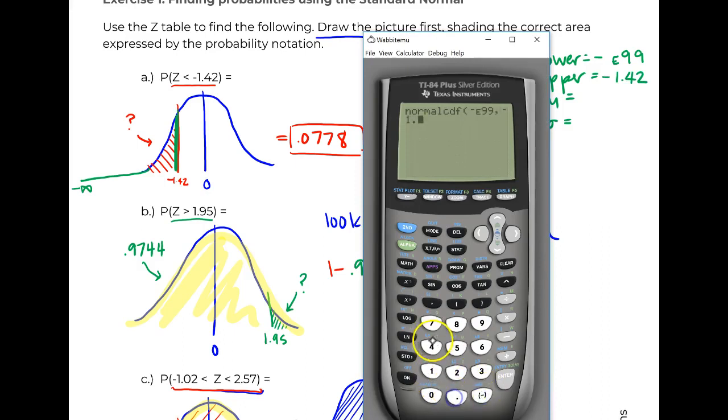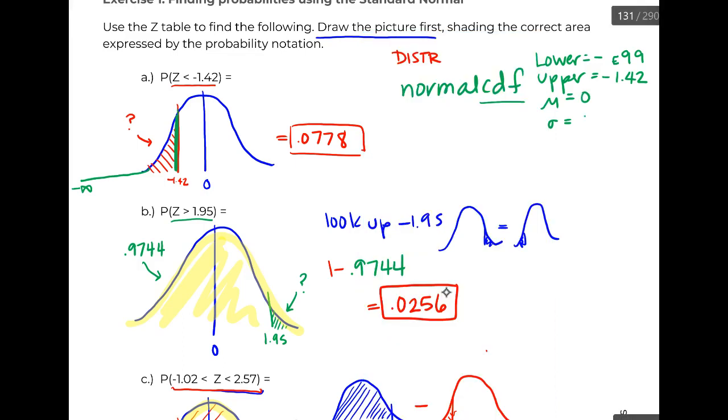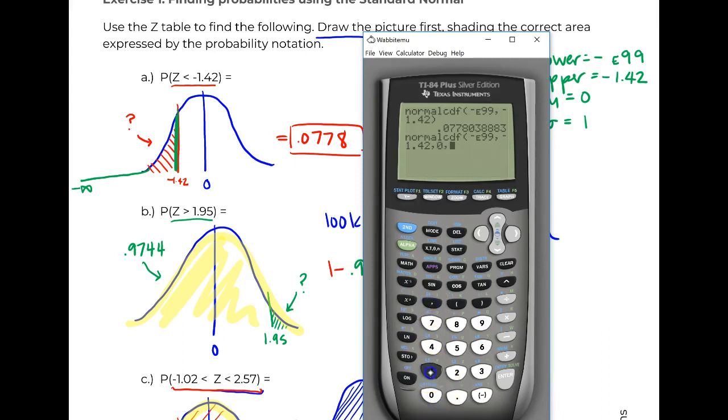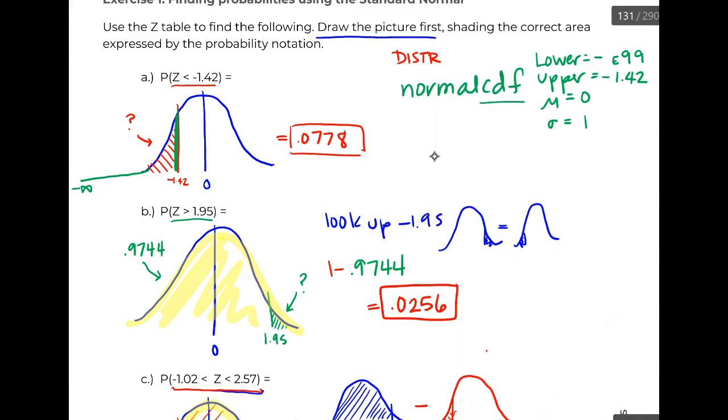Negative 1.42. So if you don't have a wizard, you're just going to enter all these things with commas like I am. And the nice thing is if you have no wizard, you can actually just stop here, and normal CDF will do a z-score. Now if you have a wizard, and just in general for what we're going to be doing next, if you do want to put in the mean and standard deviation, just remember your mean and standard deviation for a standard normal are 0 and 1. So you could go ahead and tell it 0, 1, and it'll also give you the exact same probability, 0.0778.